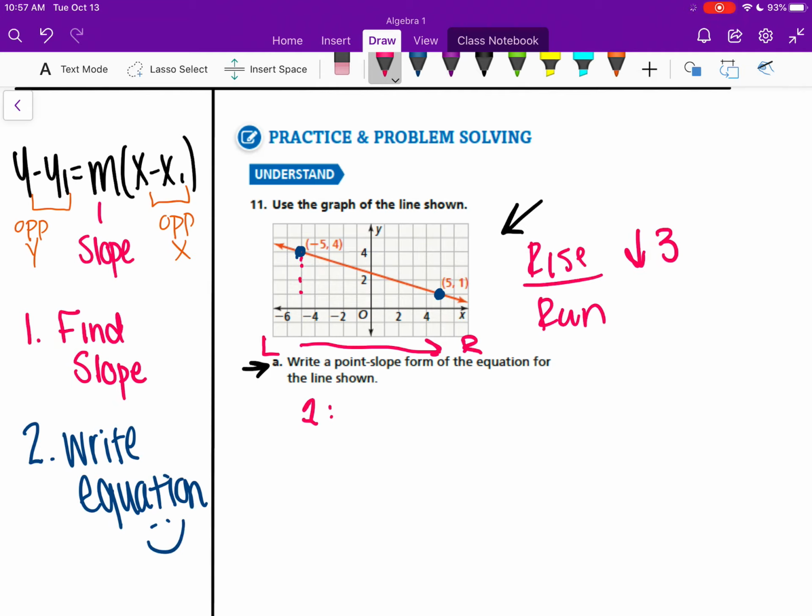How many do we need to go over? We need to go over 1, 2, 3, 4, 5, 6, 7, 8, 9. Ooh, we go over 10. That's a big slope. Lots of change. So my slope, now if I'm going down, that means I'm negative. My slope is negative 3/10.